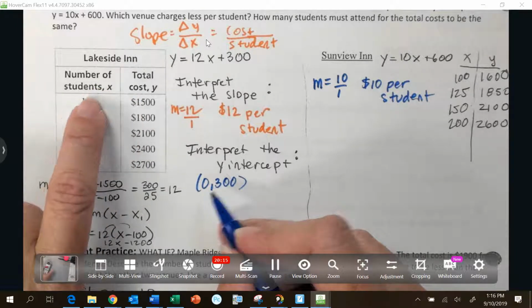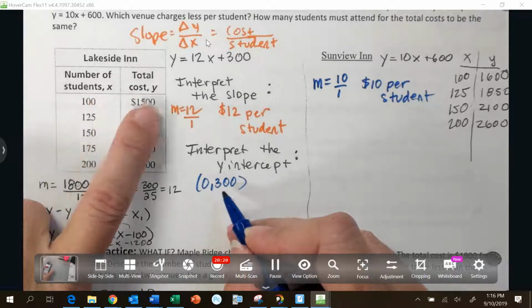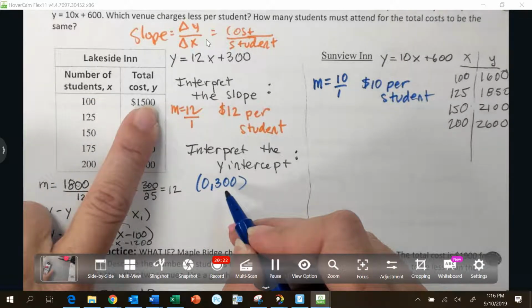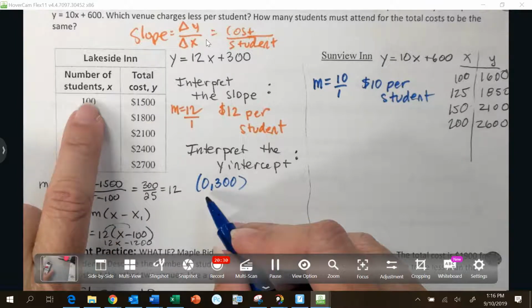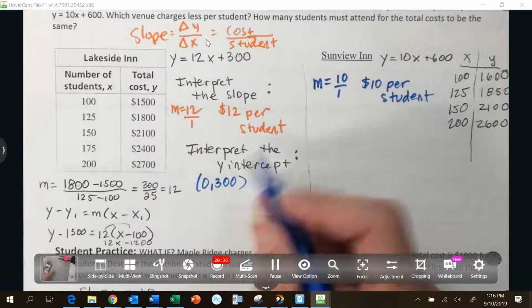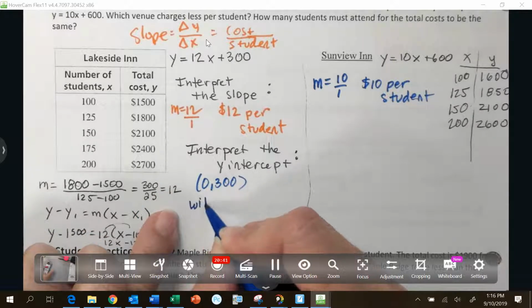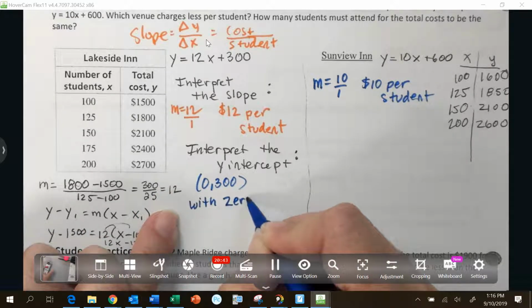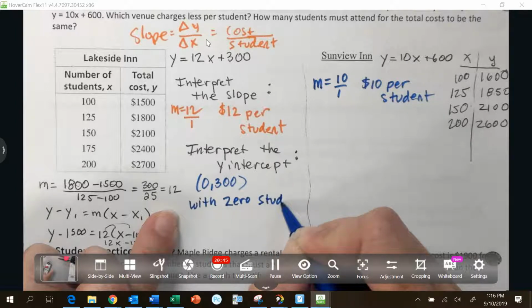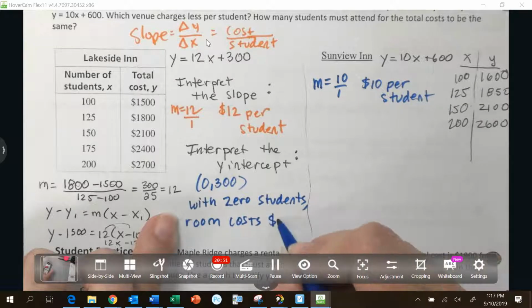If there's 0 kids, even if nobody comes to prom, you still have to pay a fee just to rent the room. Well, you made a reservation, now you have to pay. That's your reservation fee. That's how places work sometimes. If you want to hold that room, you have to put down $300. Then per student, we're charging $12 on top of it. So if nobody comes, with 0 students, room costs $300.